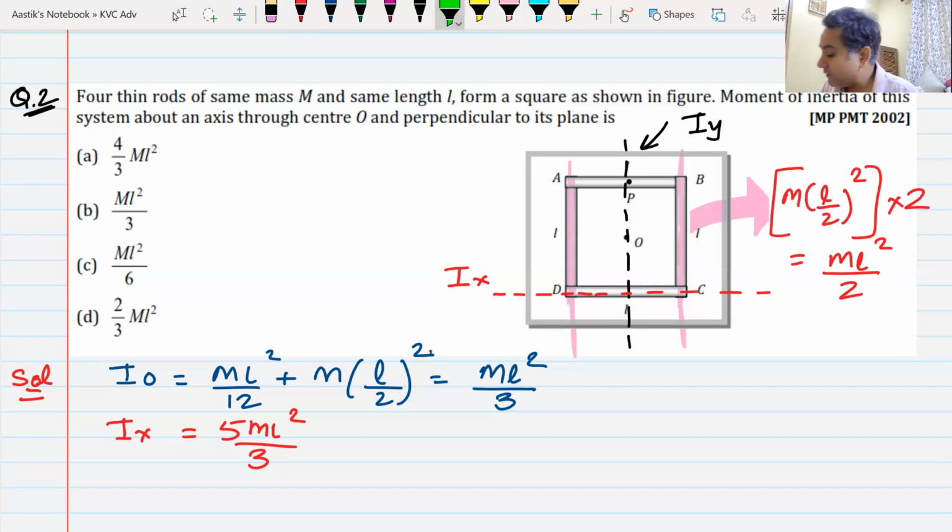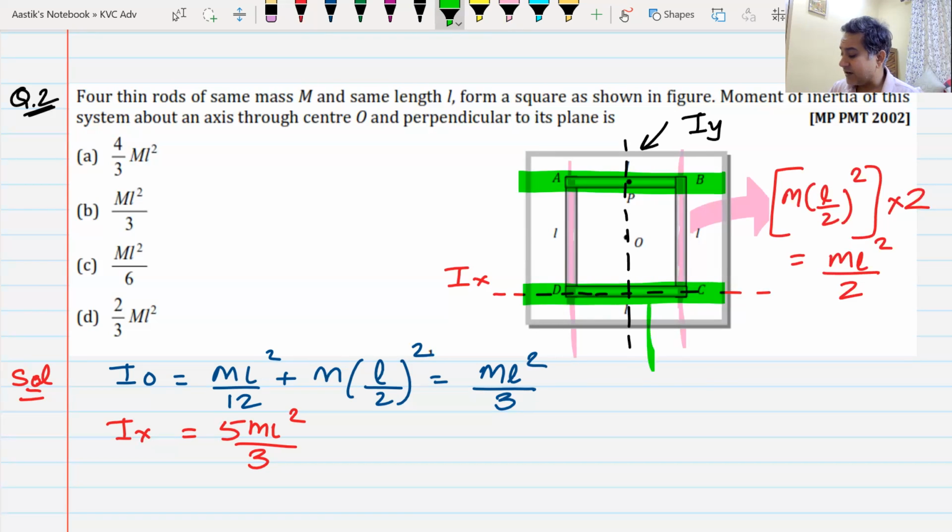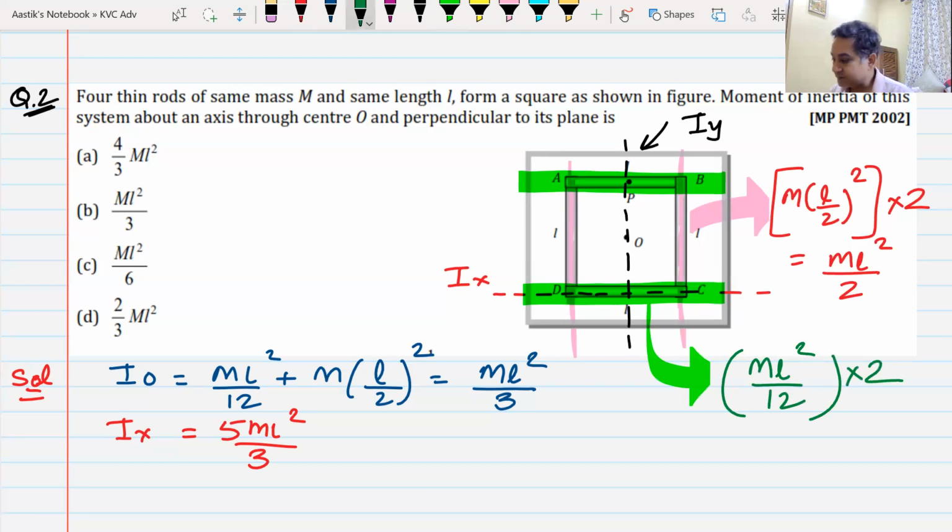Then you have to find the moment of inertia of this about this and this about this. Will it be same or will it be different? Same, sir. Axis is same. And this is the simple thing that we have calculated, ml square by 12. Yes or no? So this will be ml square by 12 but multiplied by 2 because there are two rods. You add them up and you will get the moment of inertia about the y-axis.